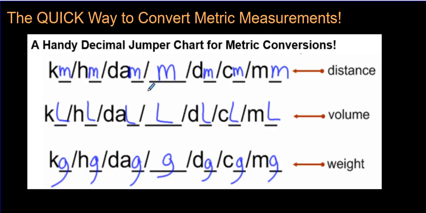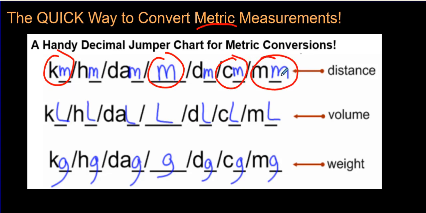In Canada and in most countries in the world, we use the metric system. And the metric system consists of what you see here on this chart. If you're talking about distance, then you're usually talking about kilometers, meters, centimeters, and millimeters.